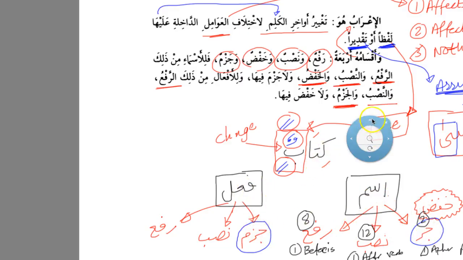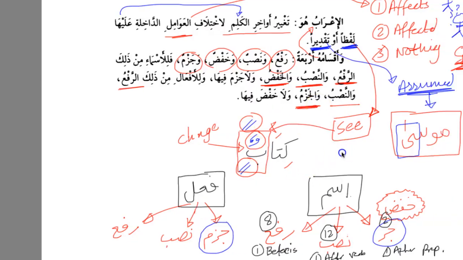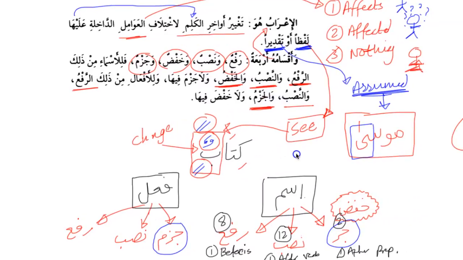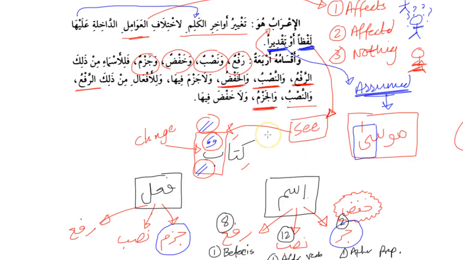So this teaches us about the different positions that a word can come in a sentence, and depending on what position it comes in, that's how it's going to affect the vowels at the end of the word. This concept of i'rab is all to do with the changing of the vowels. So this lesson is important for you to understand several things.